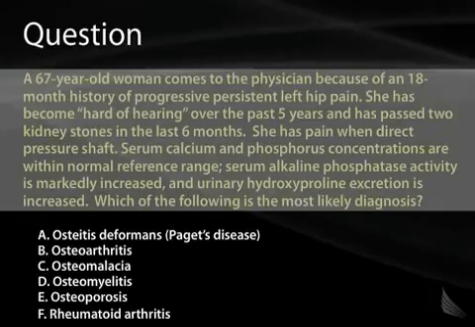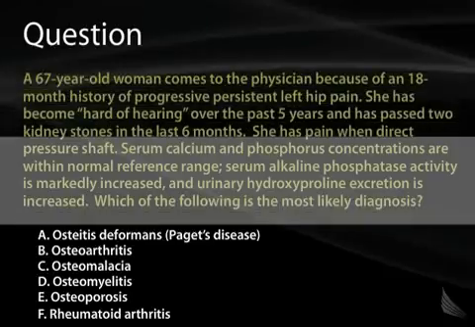She has become hard of hearing. She's also had 2 kidney stones. She's had pain in the long bones. Serum calcium and phosphorus are in the normal range, but the serum alkaline phosphatase is markedly increased, and so is the urinary hydroxyproline. Which of the following is most likely the diagnosis in her case?